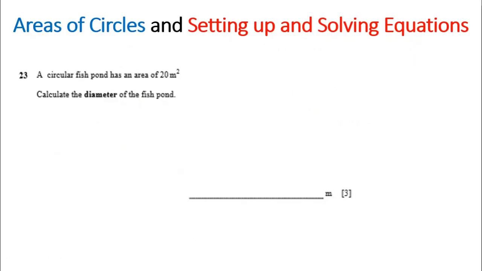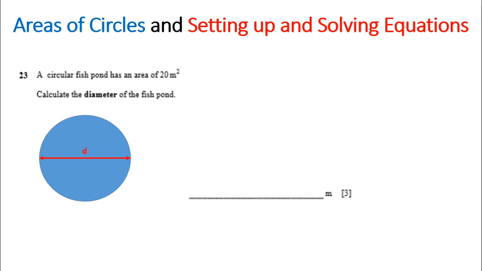Write the area of a circle and setting up and solving equations. Because in this question, we're told that a circular fish pond has this area. So let's just sketch that. Here's a circle. What we want to calculate is the diameter of the fish pond. Let me just show you that. That's the diameter from one side of the circle all the way across to the other side of the circle.